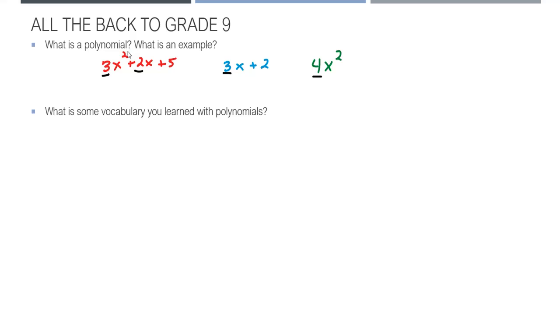And then our degree of the polynomial is based on the highest exponent. So this is a degree 2, this is a degree 1. Now we don't write the 1 normally, but it is a degree 1, and this would also be a degree 2. And the final piece of vocabulary is the constant. So that's going to be your term that doesn't have a variable in it. It's possible it doesn't have a constant. So here there is no constant. So this constant is 5, this constant is 2.